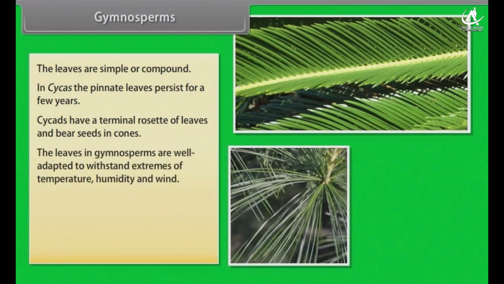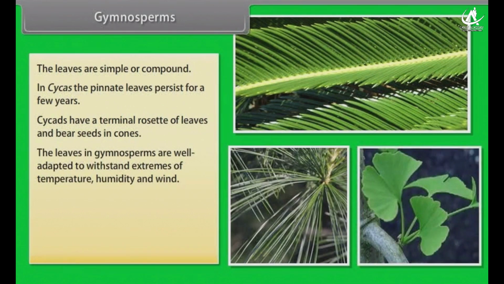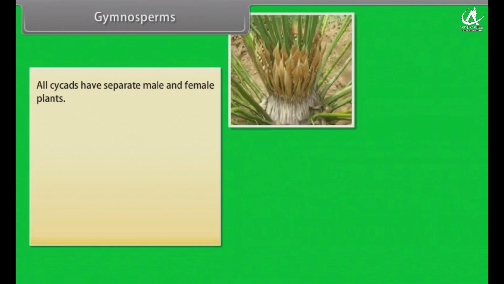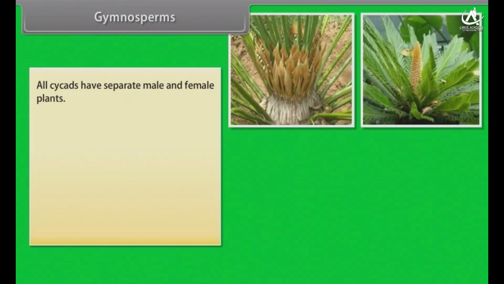The leaves in gymnosperms are well adapted to withstand extremes of temperature, humidity, and wind. In conifers, the needle-like leaves reduce the surface area. Their thick cuticle and sunken stomata also help to reduce water loss. All cycads have separate male and female plants.